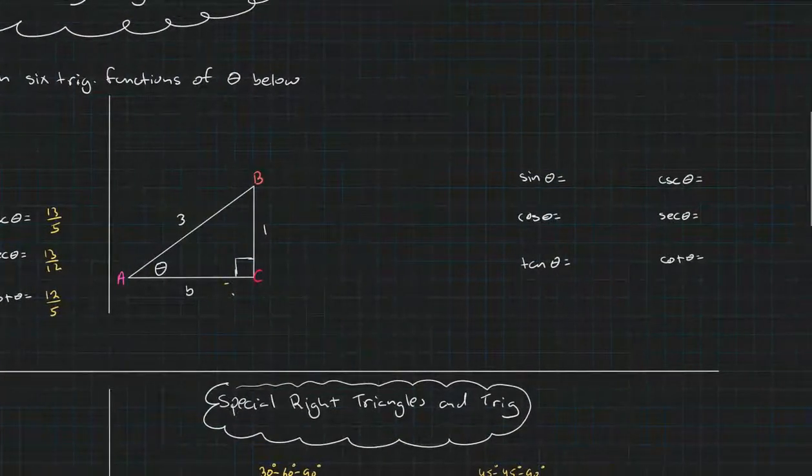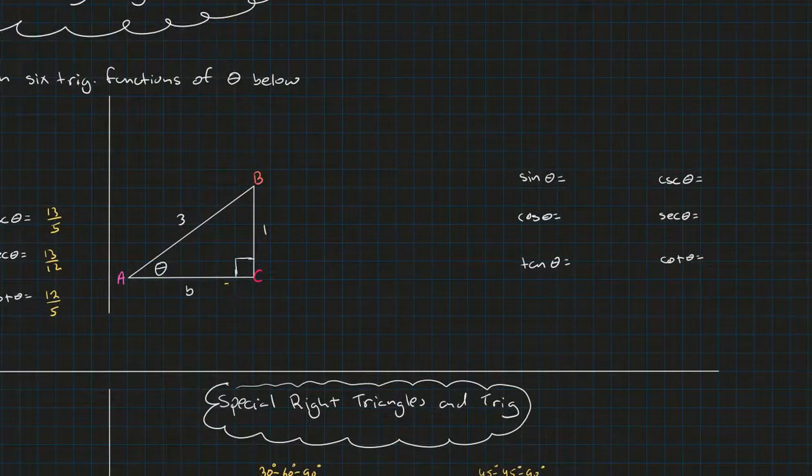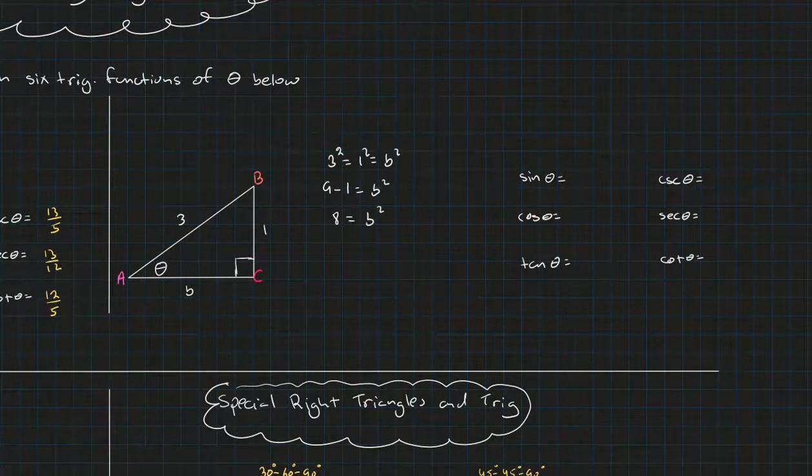So we have this right triangle, and we have been given the hypotenuse and one of the legs, and we've got to find the missing leg first. So step one is to use the Pythagorean theorem to find it. So this is going to be 3 squared is equal to 1 squared plus b squared. 9 minus 1 is equal to b squared. 8 is equal to b squared.